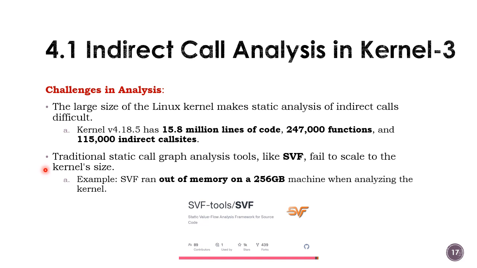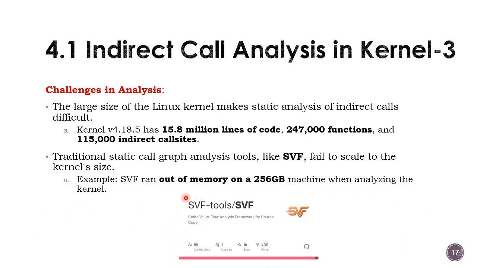But of course we have some traditional static code graph analysis tools like SVF. This is a well-known GitHub repository with several stars, but it is hard to use this kind of tool to scan through the huge kernel code base. Previously, this paper conducted an experiment using SVF to scan the Linux kernel, but it ran out of memory on a 256 gigabyte machine when analyzing the whole kernel.